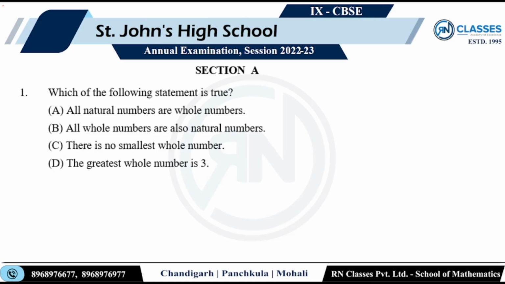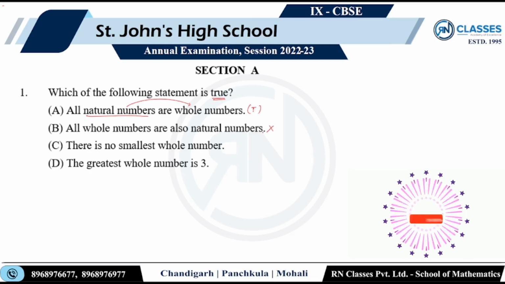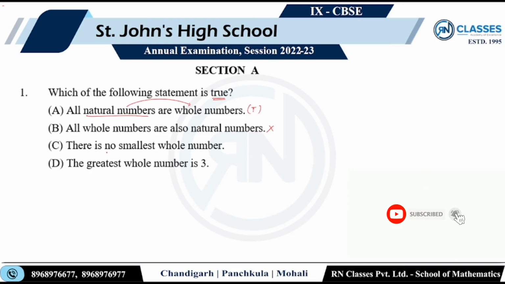Let's start. Which of the following statement is true? Truthfulness of a statement check करिए. All natural numbers are whole numbers. Of course, this is true. बाकी भी चेक कर लेते हैं, क्या पता कहीं और मेरी कोई चीज मिल जाए बीच में. नहीं तो आंसर ए मेरे पास ऑलरेडी आ चुका है. All whole numbers are natural numbers. Absolutely not. Zero बीच में फंस गया. There is no smallest whole number. Zero. The greatest whole number is 3. Absolutely. A part is the right choice.